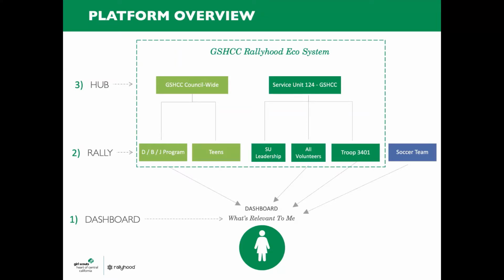Now, this infographic is not a true representation of your council's entire ecosystem. There are probably going to be potentially 100 community hubs, and there's going to be thousands of different rallies. But this is just an infographic of what it might look like for an individual. They might be an individual who's a part of maybe 3 Girl Scout rallies, and those 3 Girl Scout rallies might fall under 2 separate community hubs.